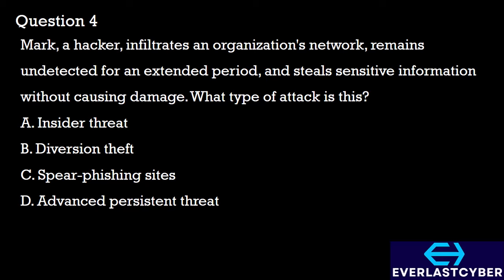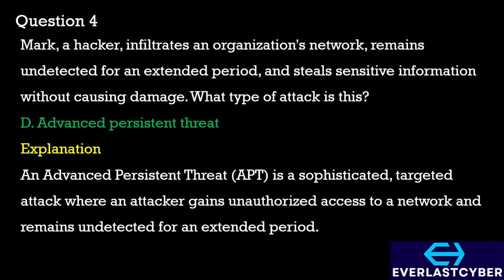An advanced persistent threat is a sophisticated targeted attack where an attacker gains unauthorized access to a network and remains undetected for an extended period of time. Their goal is to steal sensitive data rather than cause immediate damage. Now, in the scenario we have, the attacker stays within the network undetected, and instead of sabotaging the system, the attacker collects sensitive information, and this could be intellectual property, financial data, or personal information. So this option best fits the scenario we have. The answer is advanced persistent threats.